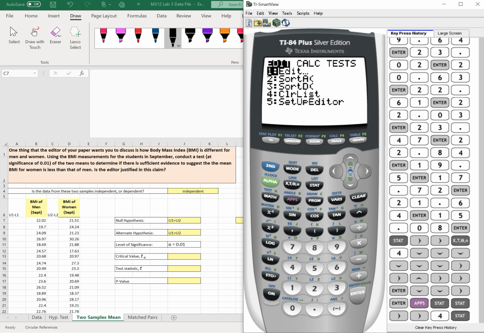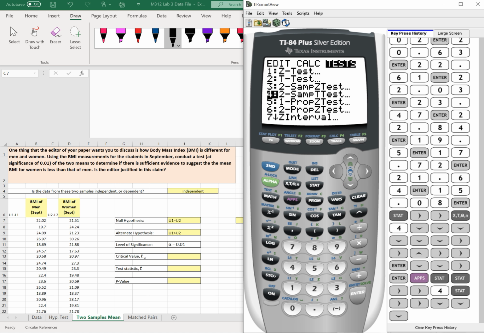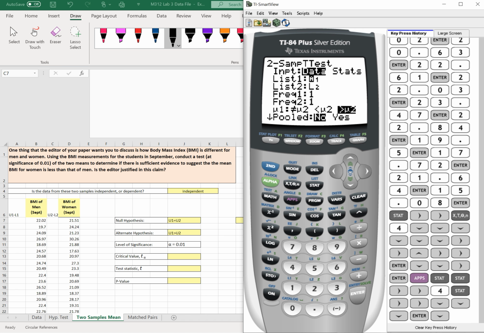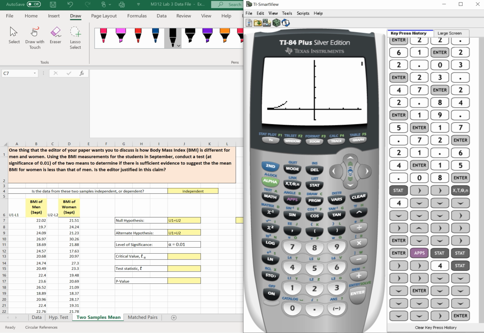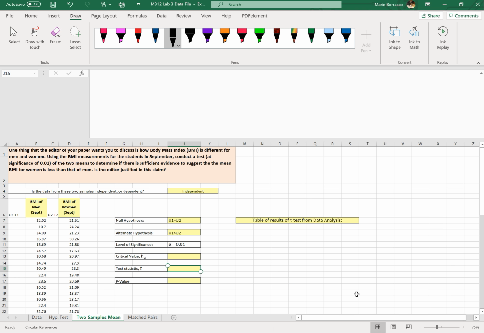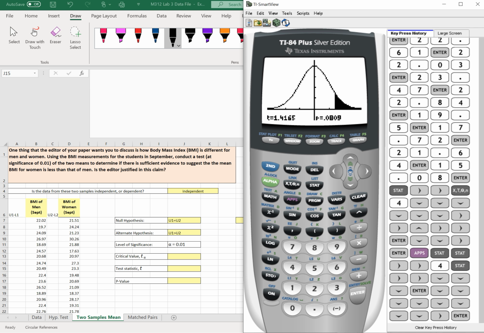So I would say stat test. Again, you're going to number 4 because it didn't give us a value. I said let's go with no, and let's go with draw. And when we see the drawing, that is our t value, our test statistic. It came out to 1.4165, and our p-value is pretty big. It's at 0.0809. That would be a fail to reject the null.